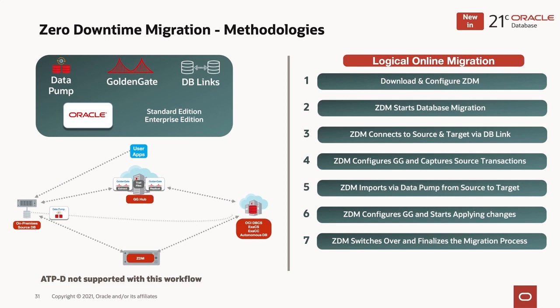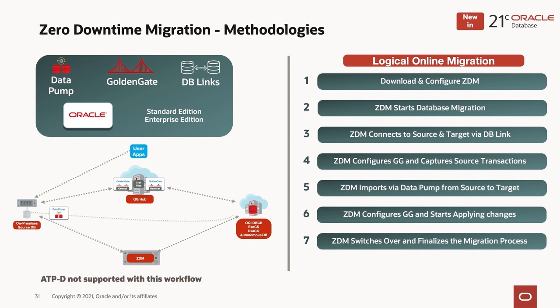Now we move forward to the logical online methodologies. There are two flavors here: logical online migration with database links and logical online migration with backup location. Let's go first and see how the logical online migration with database links works. In this case, ZDM will leverage a GoldenGate Hub that is in OCI. The GoldenGate Hub is created using an OCI marketplace image with a specific microservice for GoldenGate for database migrations. And ZDM will use it to synchronize the database on-premises and the database in the cloud.